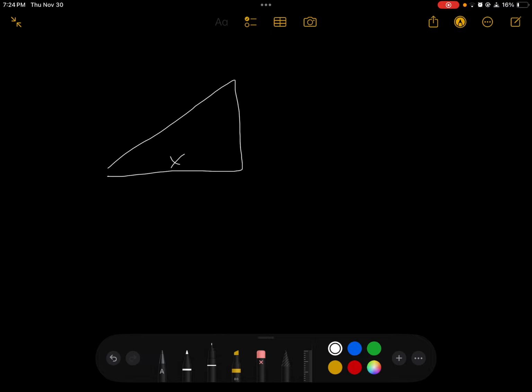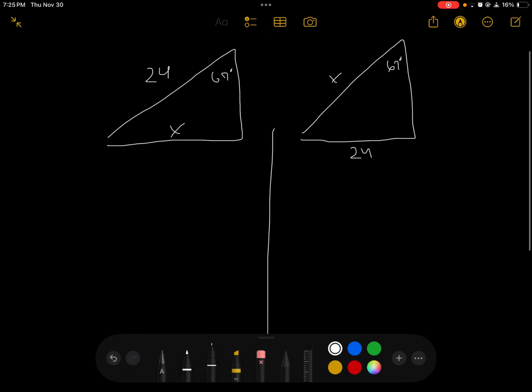This one, we have the X side and we have 67 degrees here and 24 here. So let's say we have another problem where this is missing and we have 24 here. This is also 67 degrees. Now let's solve for the first one.